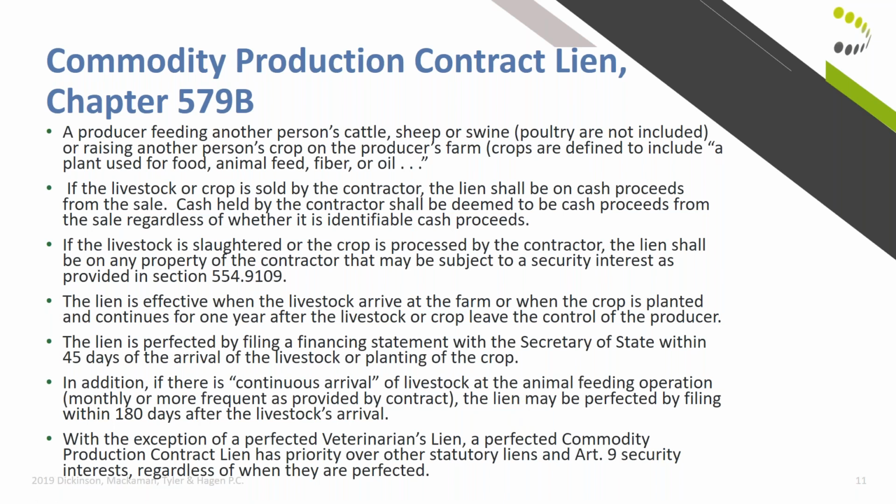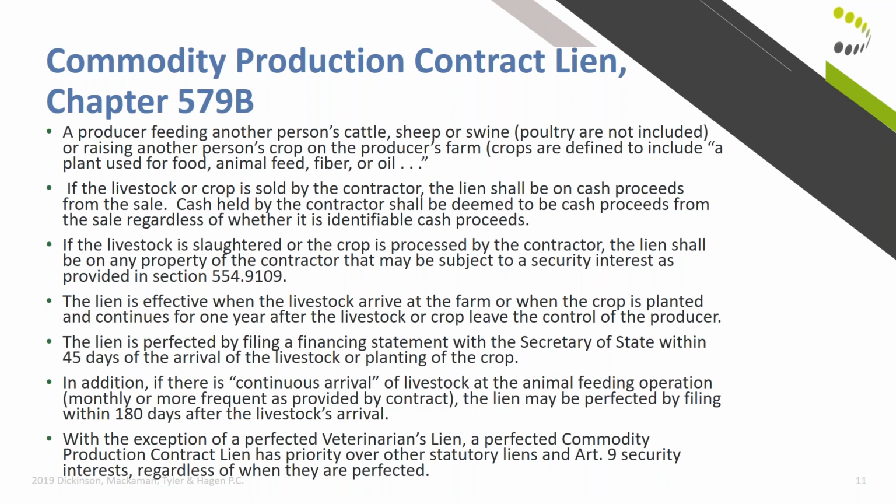If the livestock is slaughtered or the crop is processed by the contractor, the lien shall be on the property of the contractor that may be subject to a security interest as provided in Article 9, which is the standard security interest code chapter. The lien is effective when the livestock arrive at the farm or when the crop is planted, and it continues for 1 year after that time. Again, it's perfected by filing a financing statement within 45 days.